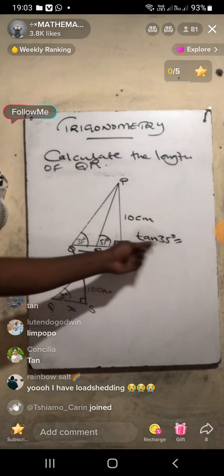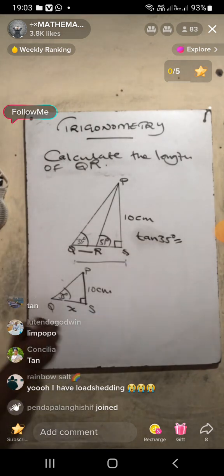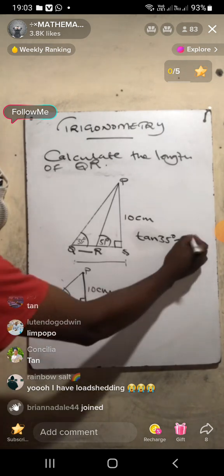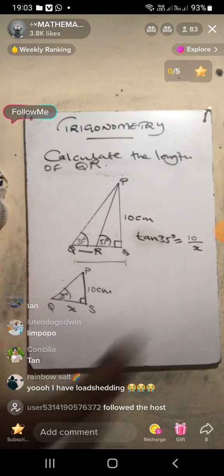Yes, my good friends, we're going to use tan because the hypotenuse hasn't been given. So I'm going to say tan 35 degrees is equal to, okay? So we have our opposite, which is 10, and our adjacent, which is x.